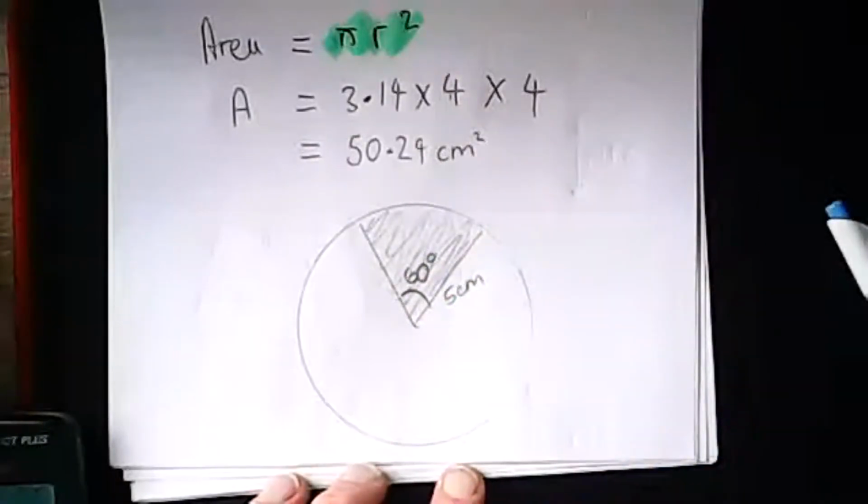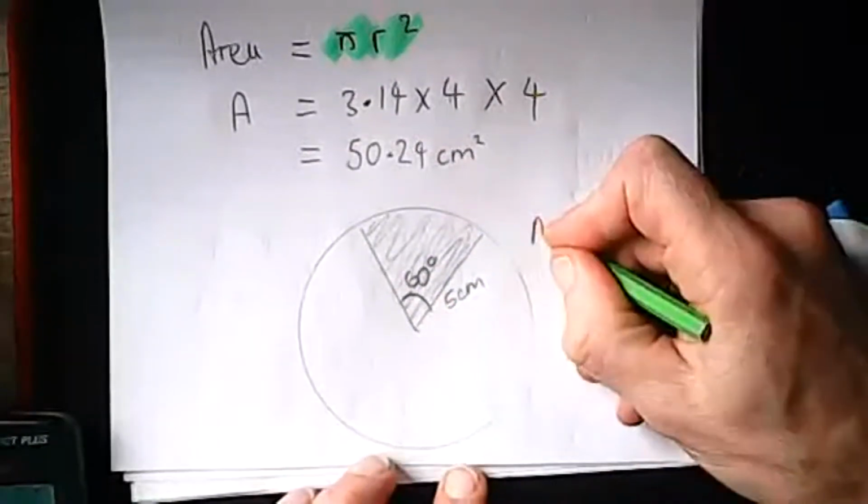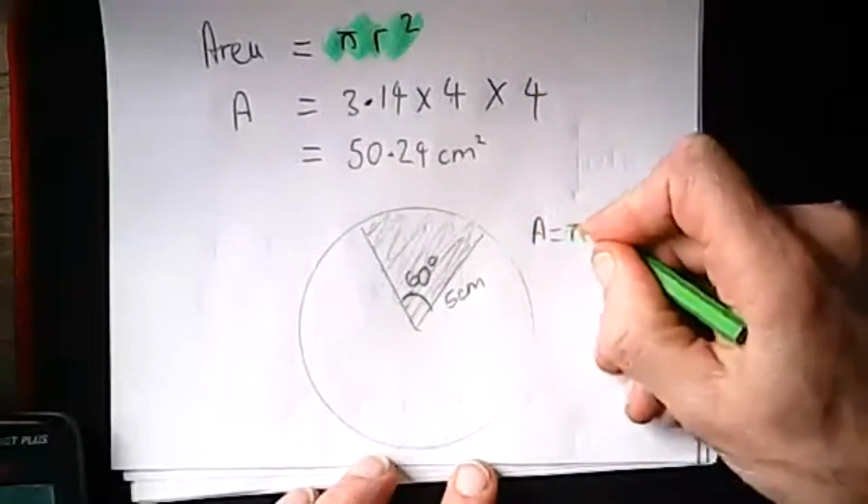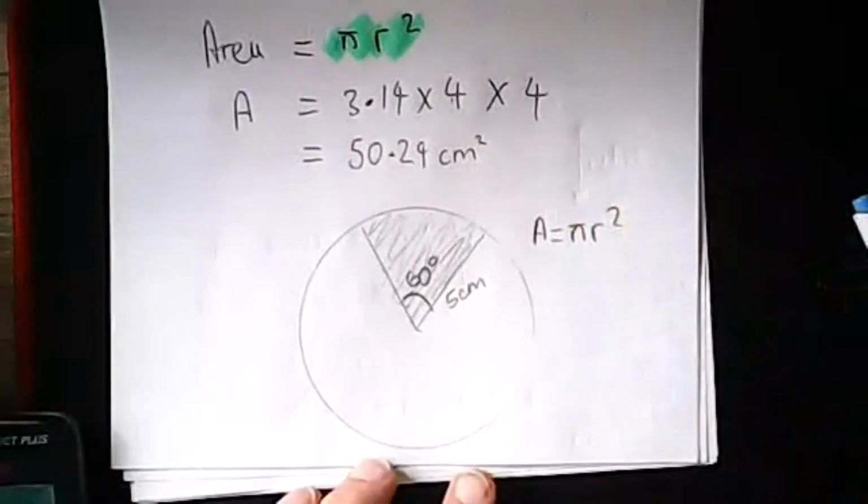So we're going to use the formula area equals pi r squared.